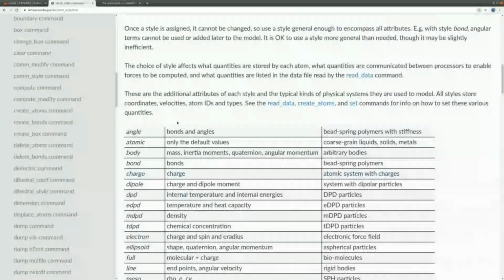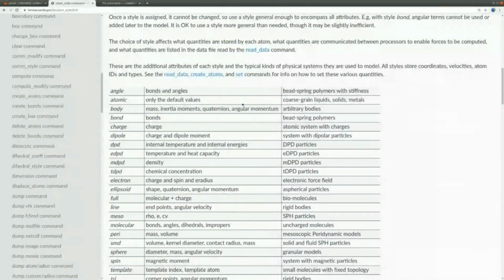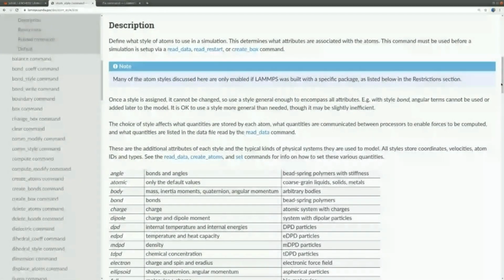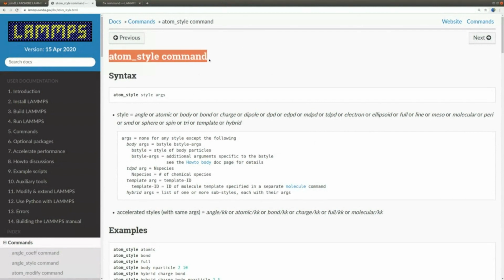So let me make that bigger. Let's not make it too big. There we go. Hopefully everyone can read this. But this is directly from the online LAMMPS manual. Directly from the online manual, and it is the page that describes the atom style command. And this is actually a good example of what the LAMMPS manual looks like generally.